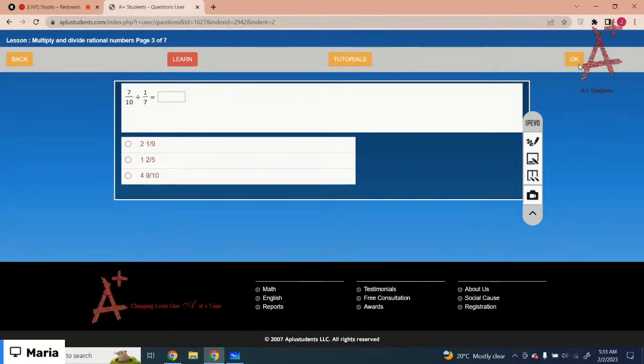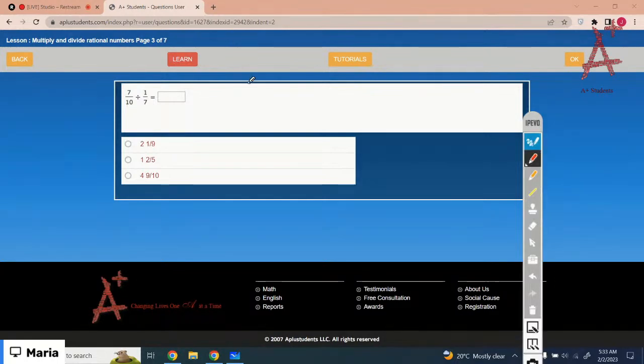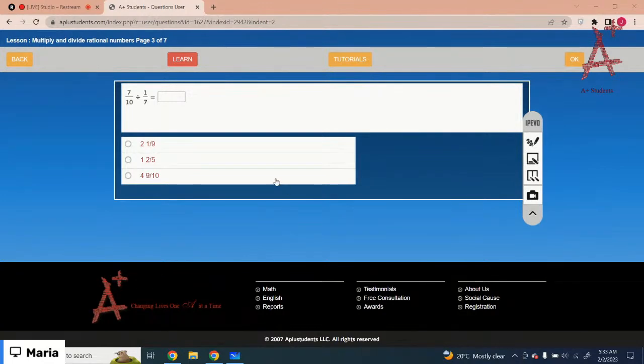Okay, the next one is 7 over 10 divided by 1 over 7. So just replace the division sign with multiplication. So it would be then 7 over 10 times 7 over 1. Got it? So 7 times 7 is 49, 10 times 1 is 10. So just divide 49 over 10. 10 times 4 is 40 and here you have 9. So it would be 4 whole 9 over 10. Got it? So the correct option is option number third, the third option, that would be 4 whole 9 over 10. Got it?